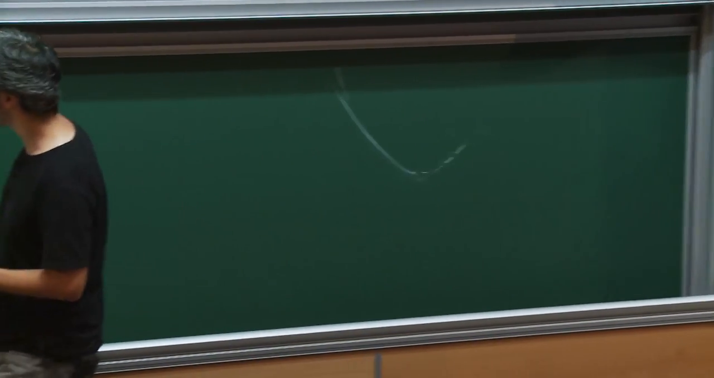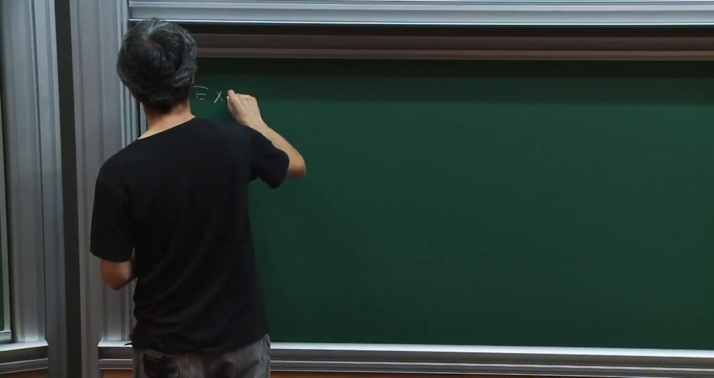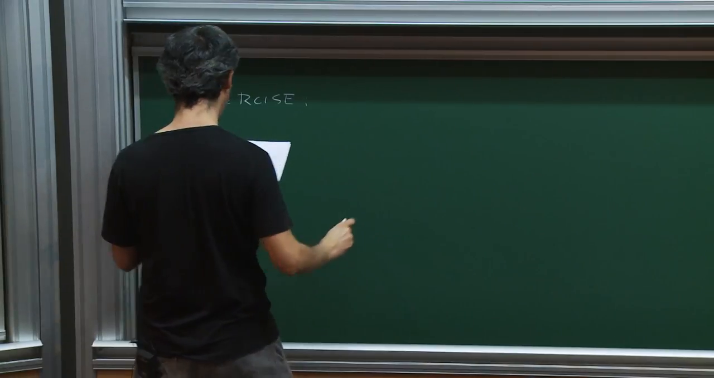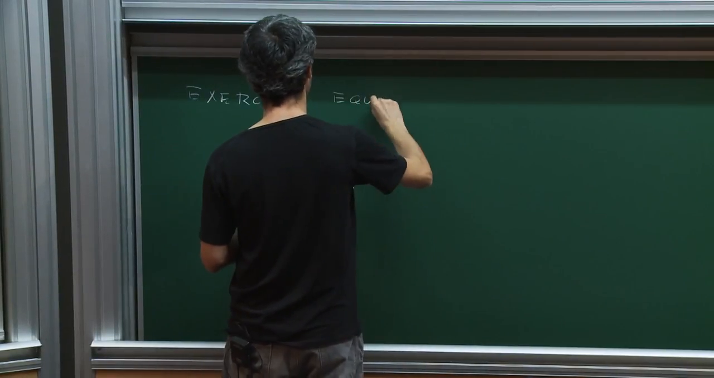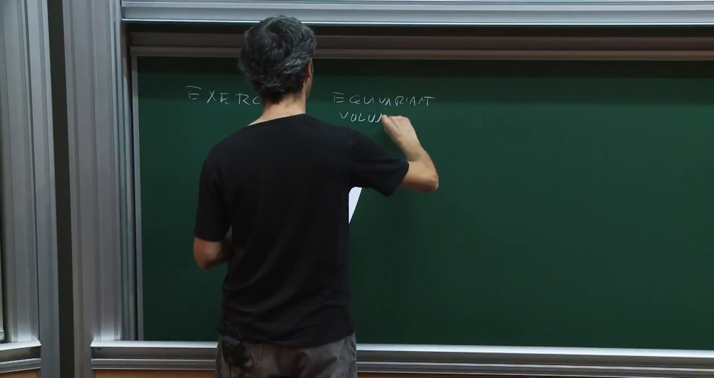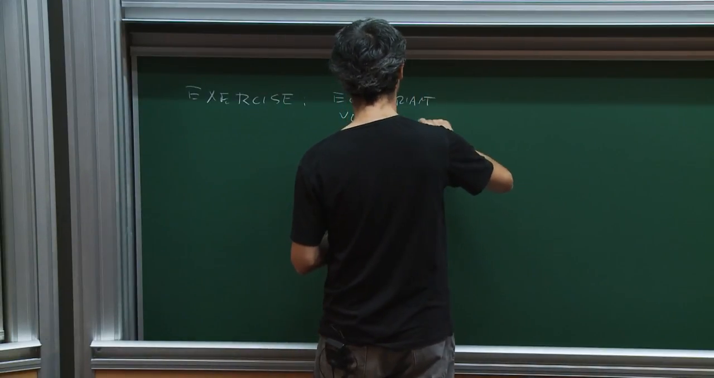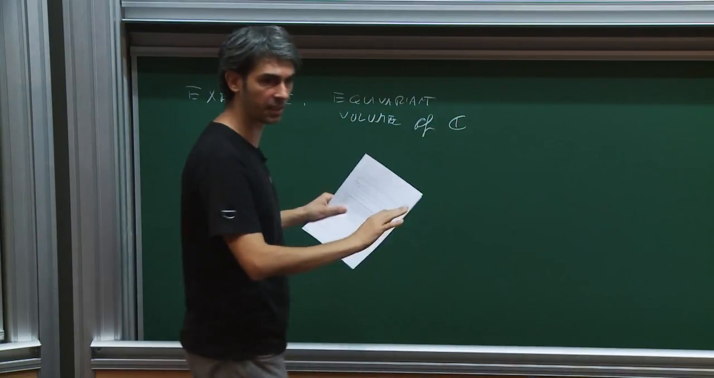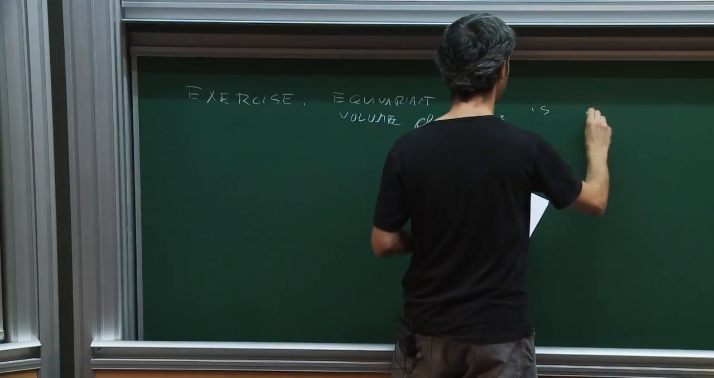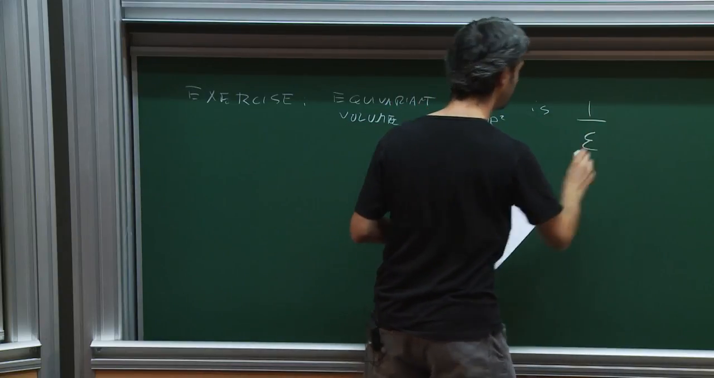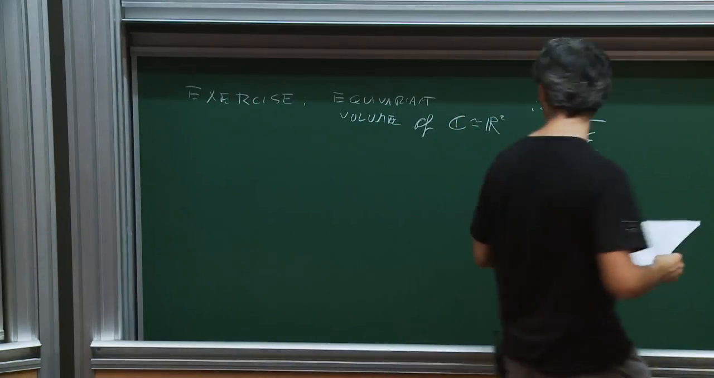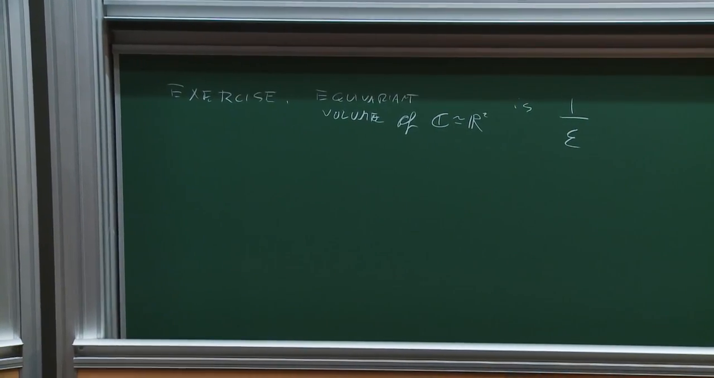By the way, one exercise is to compute that the equivariant volume of C, so just R2, the complex plane, is 1 over epsilon. If you do this exercise, maybe you clarify these concepts better.